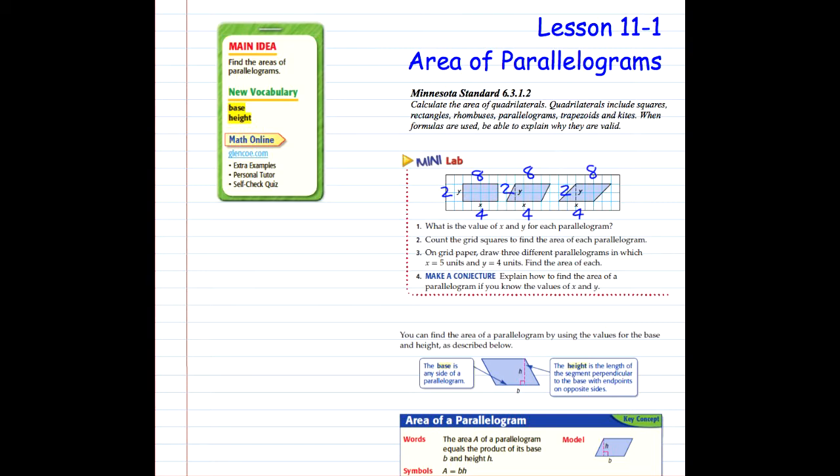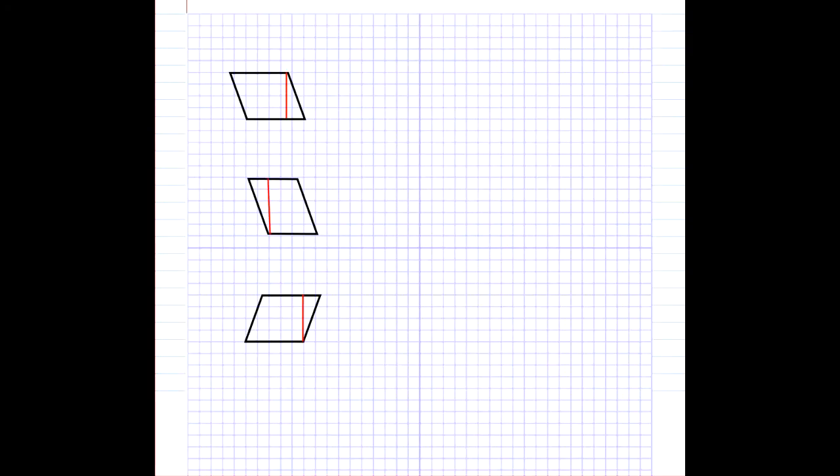On grid paper, draw 3 different parallelograms in which x is 5 units and y is 4 units. Find the area of each. Well, let's see, in my first example, x is 5, y is 4. In this one, I cheated a little bit. I rotated it. In this case, x is 4 and y is 5.